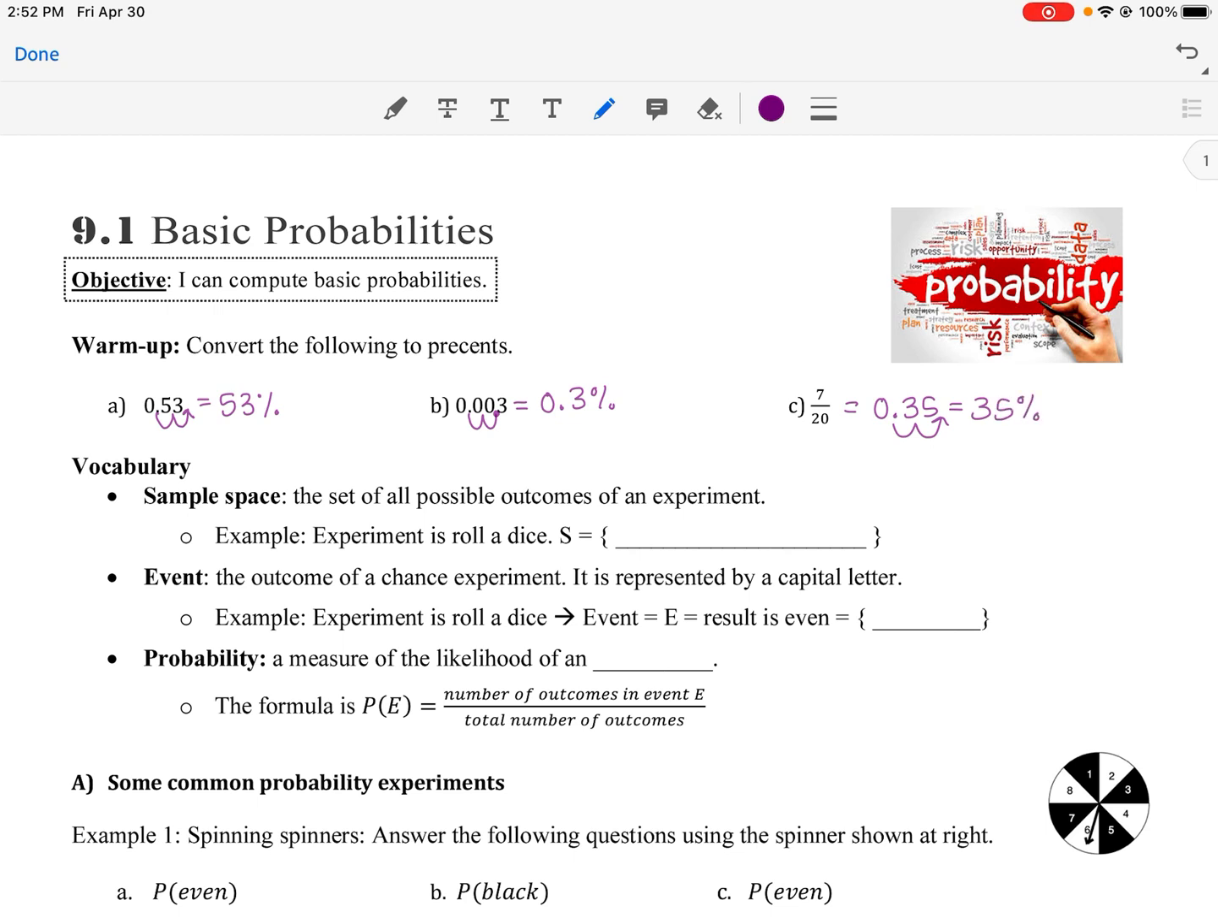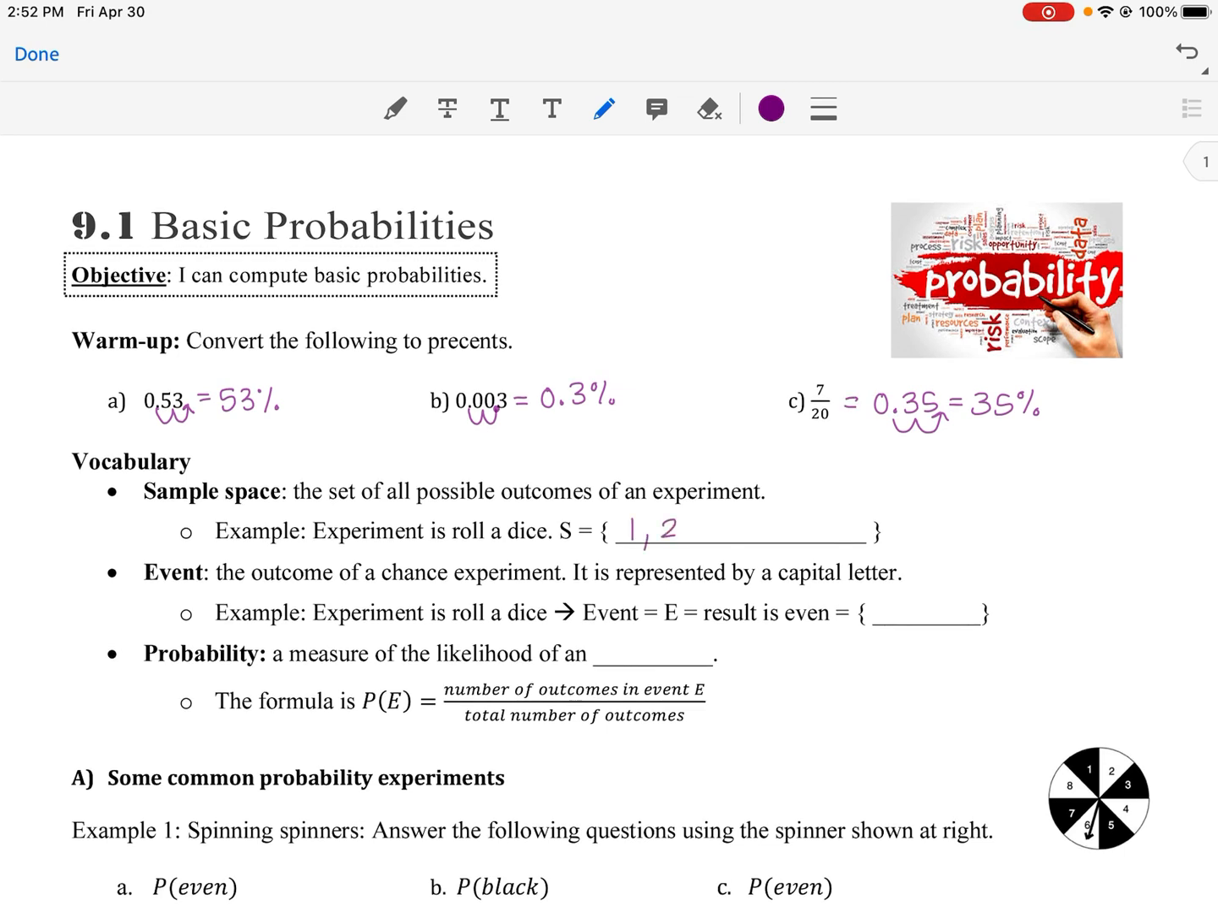Okay. Our vocab for today is starting with sample space. The set of all possible outcomes of an experiment is the entire sample space. So if our experiment is rolling a dice, our sample space is that you could roll a 1, a 2, a 3, a 4, a 5, or a 6. And a specific event is the outcome of a chance experiment represented by capital letters. So maybe if we're rolling a dice, our event is that we get an even result. Which of those are even numbers? Well, 2, 4, and 6 are.